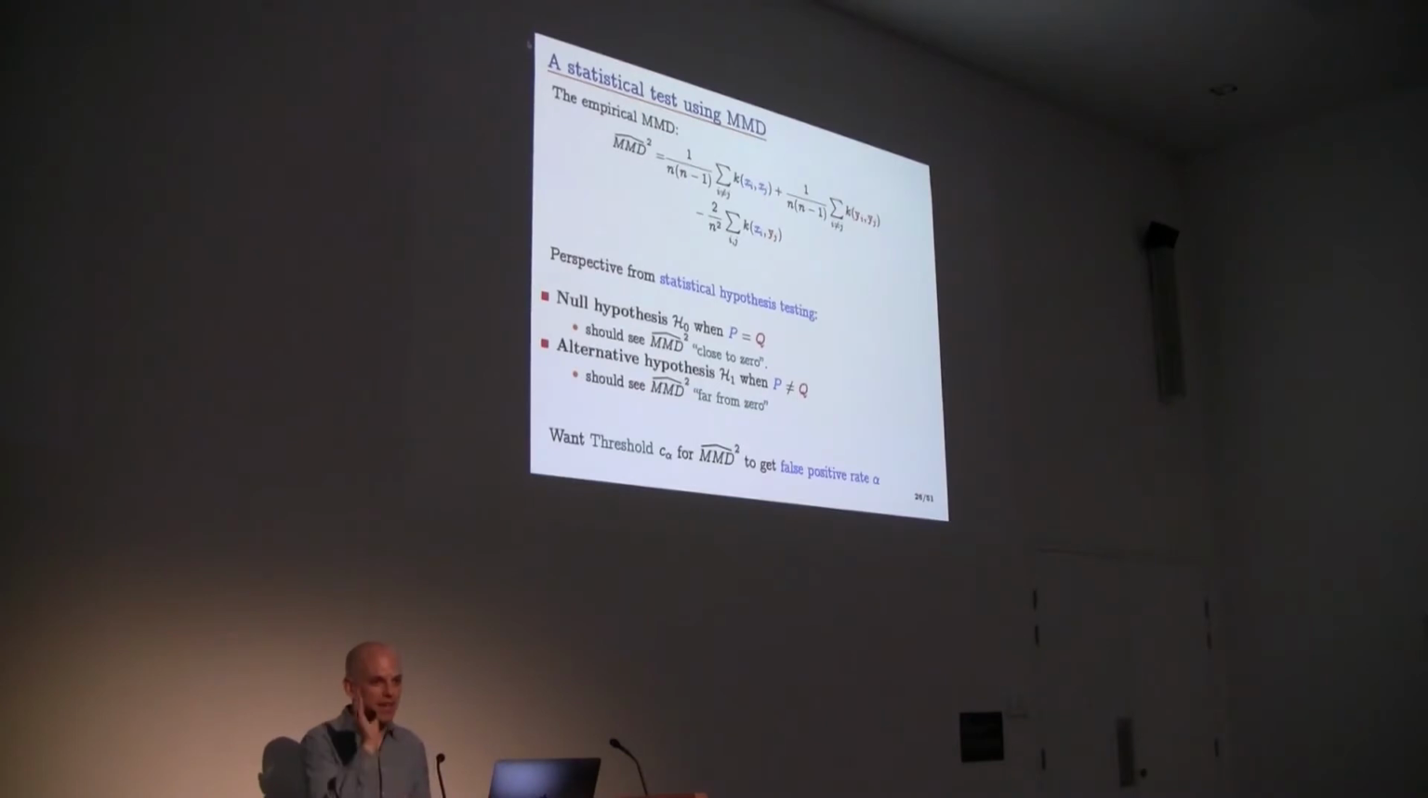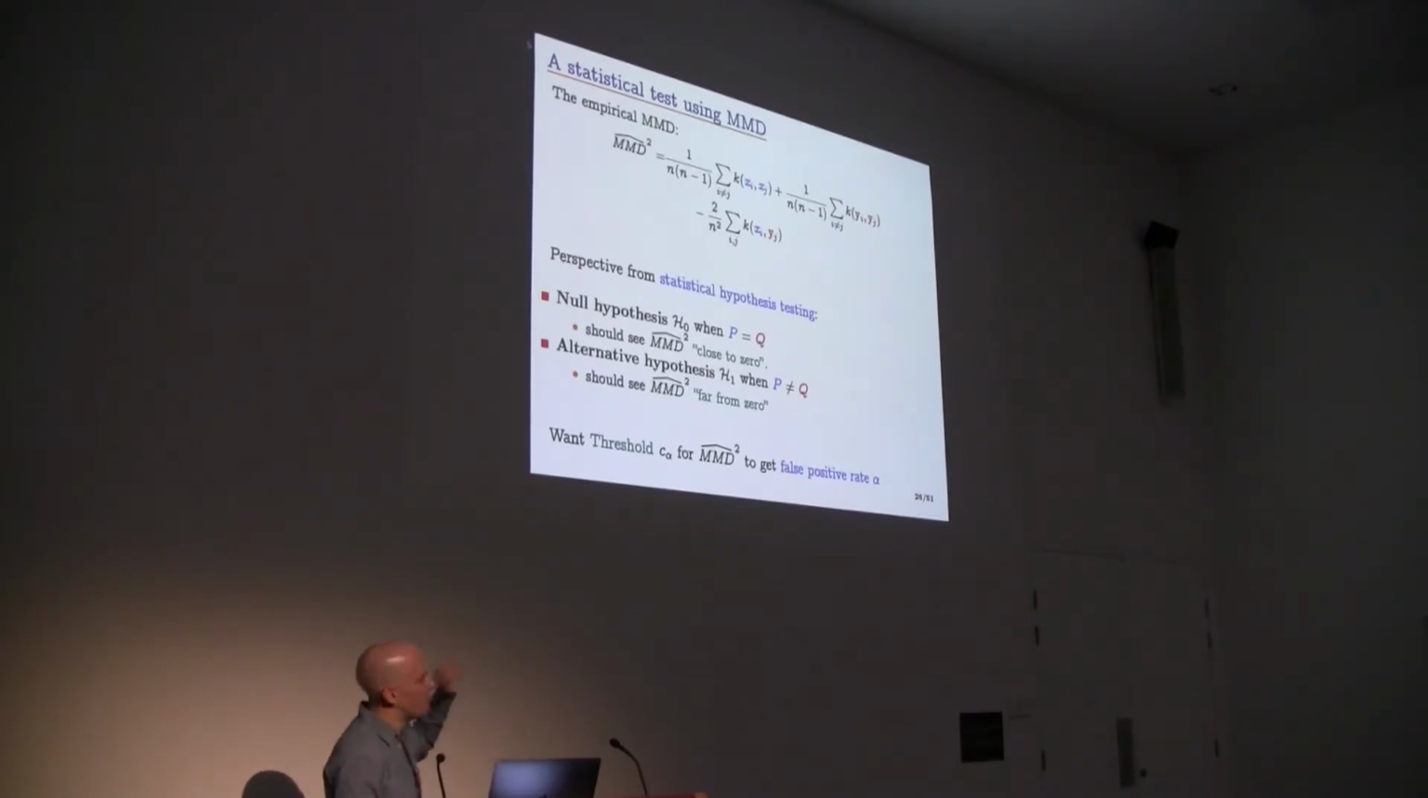Like at some point I want to make a cutoff and say, well, if my statistic exceeds the threshold, I think it's unlikely that P and Q are the same. So I reject the null, and if the statistic is small, smaller than this threshold, I want to accept the null. So for this, I need to get a sense of how this statistic behaves when I compute it from samples. I know what it does in population. It's 0 when P and Q are the same. It's not 0 when P and Q are different.